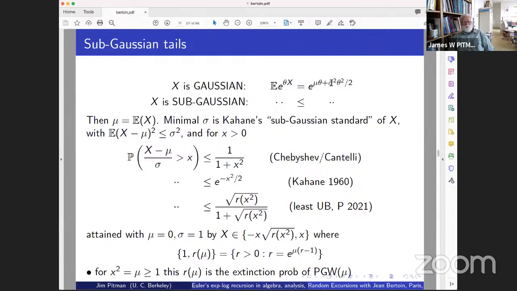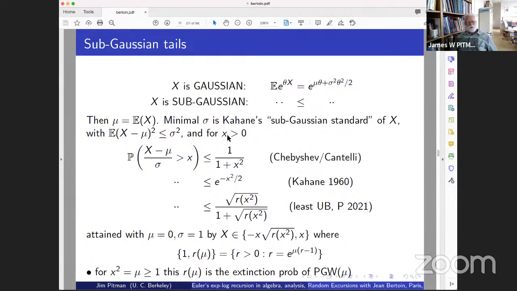And obviously, if you have this expression for some sigma, you have it for all bigger sigma. And arguably, there's a minimal sigma. And that's what Kahane called the sub-Gaussian standard. That's a rough English translation of the distribution of X. And so beware, sigma is the minimal thing that works in here for a given X, which may or may not be the standard deviation. And it's always at least the standard deviation due to this inequality, which is quite elementary.